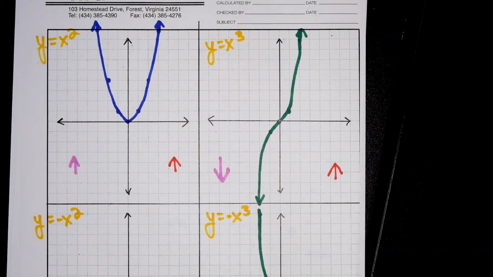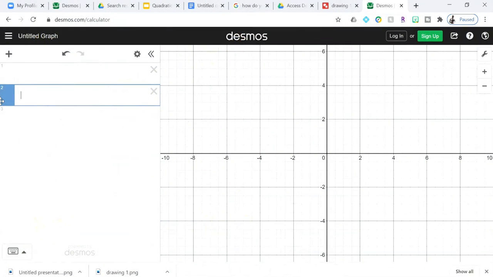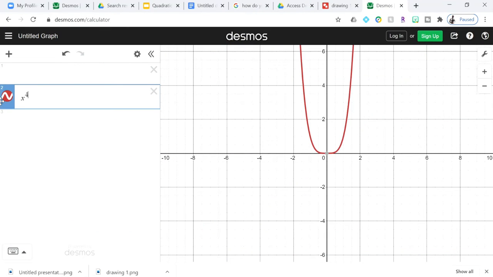And later we're going to look at, in fact, let's look at it now, x to the fourth. All right. So let's switch over to Desmos. And if we type in x to the fourth power, notice that both ends in this one are going up, but the right end is going up, and that's what we're focused on right now. If I make this negative, the right end goes down.